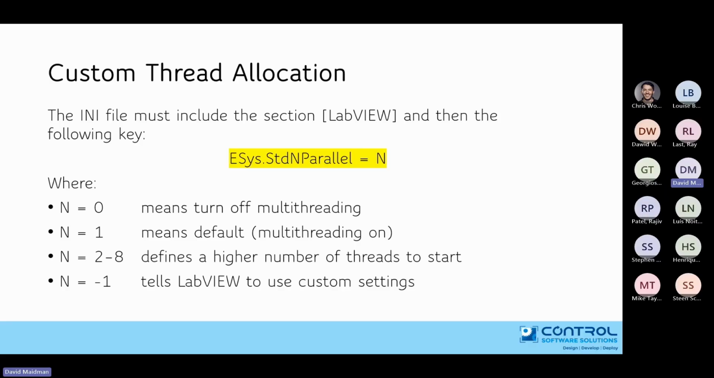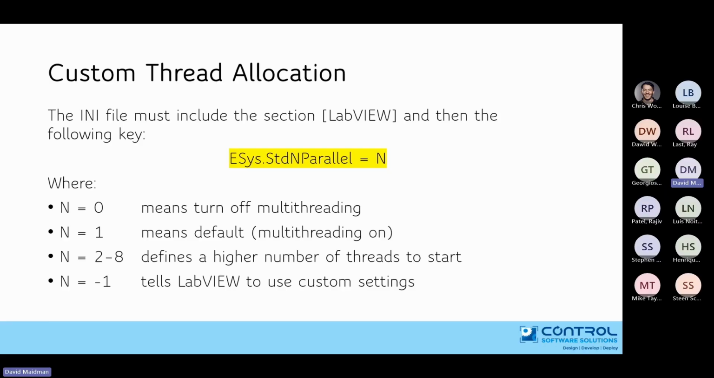And then we have this setting -1, and what that tells LabVIEW is that we're going to use custom settings. So for my client application, I went into the application ini file, and the first thing I did was I said esys.standard and parallel equals -1.